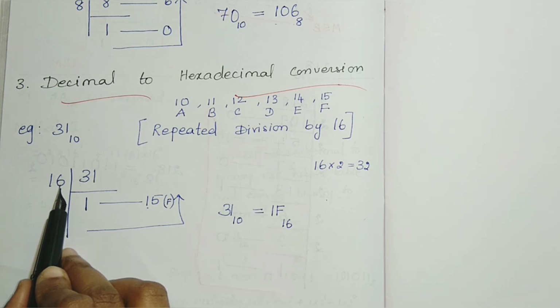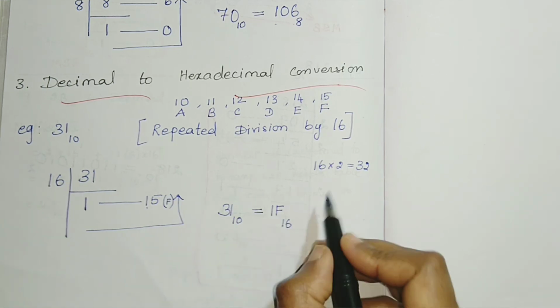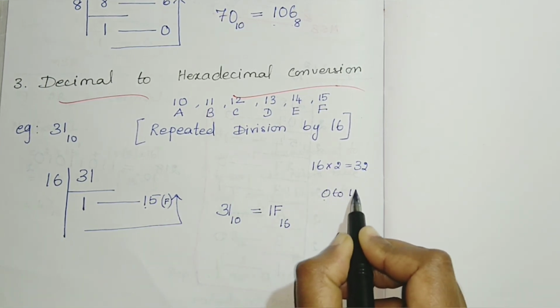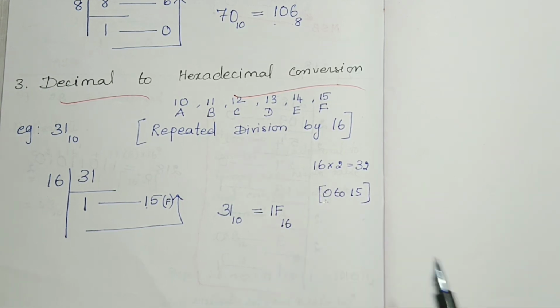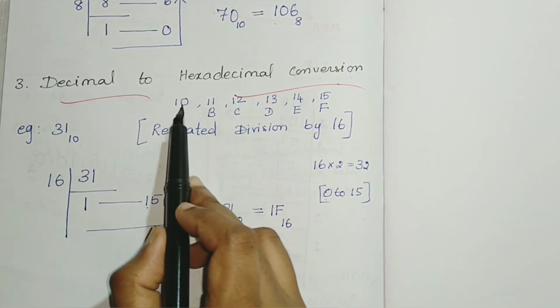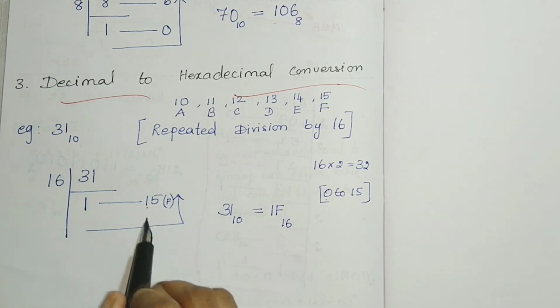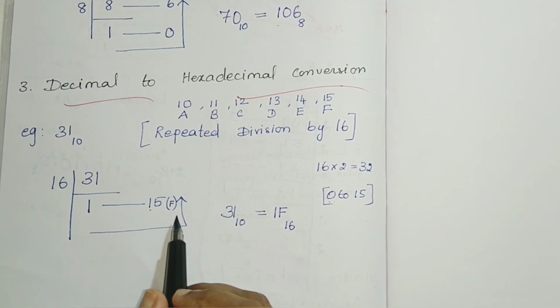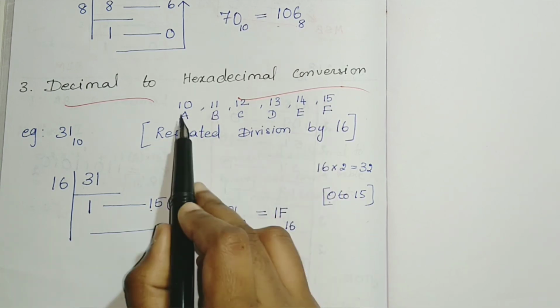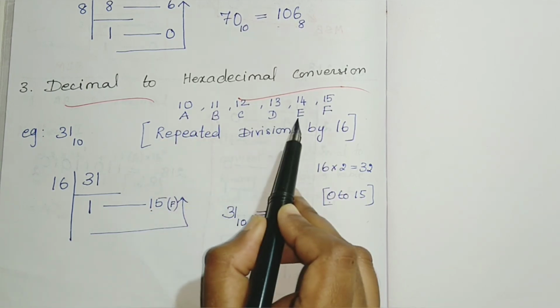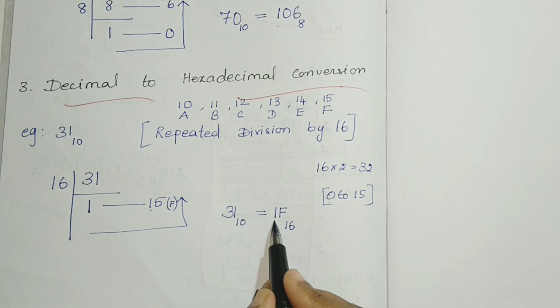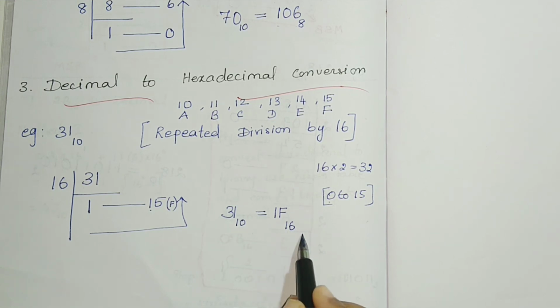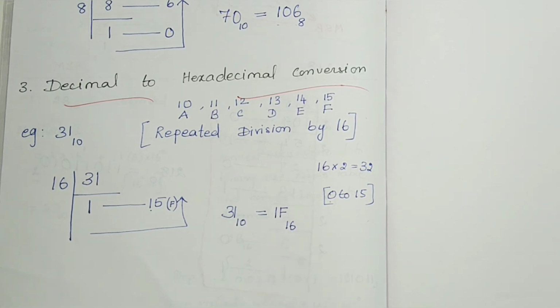So when you divide a number by 16, you get from 0 to 15 as the remainder. If the remainder is 10, then you have to write A. So as you write the remainder, sideways write the alphabet. So alphabets, we have to write A, B, C, D, E, F if the remainder is greater than 9. So here the answer is 1F base 16.